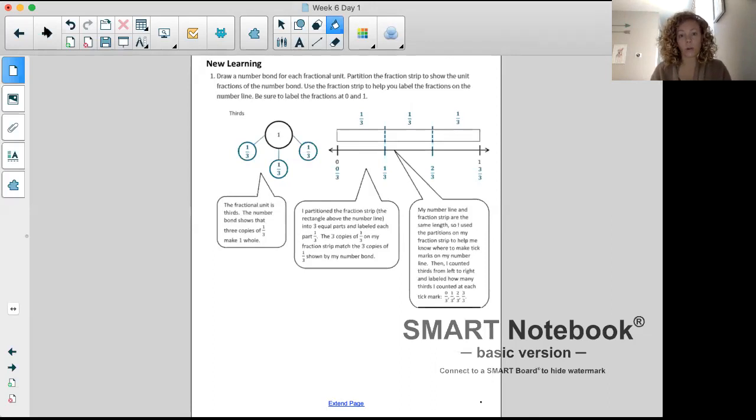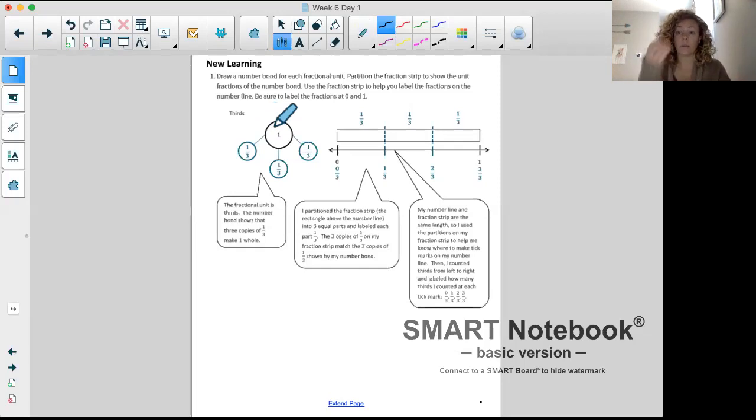This says to draw a number bond for each fractional unit. Partition the fraction strip to show the unit fractions of the number bond. Use the fraction strip to help you label the fractions on the number line. Be sure to label the fraction at 0 and 1. So the first thing I want to draw your attention to is this fractional unit right here, okay? The fractional unit is any fraction with a numerator of 1. So we're talking here about thirds, 1/3, 1/3, and 1/3. Those are your fractional units. Those are each piece that together make the whole, okay?